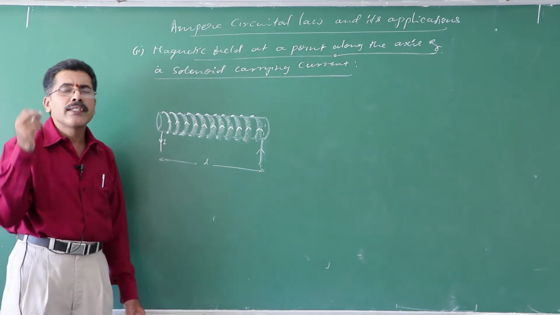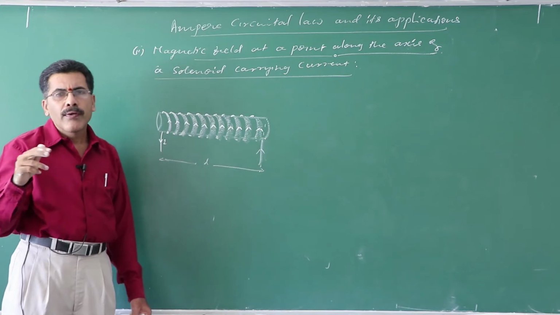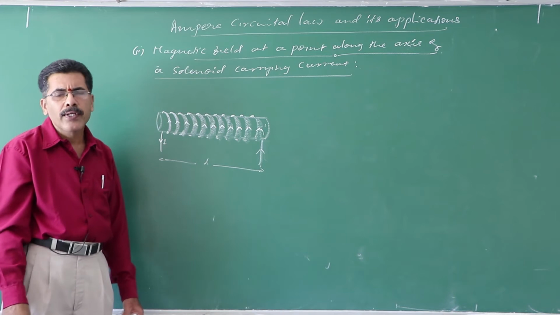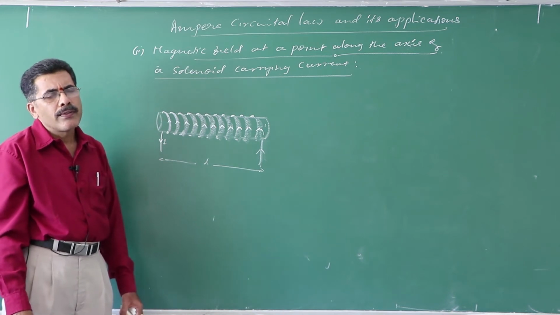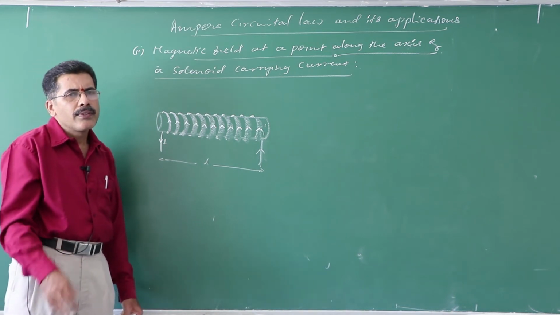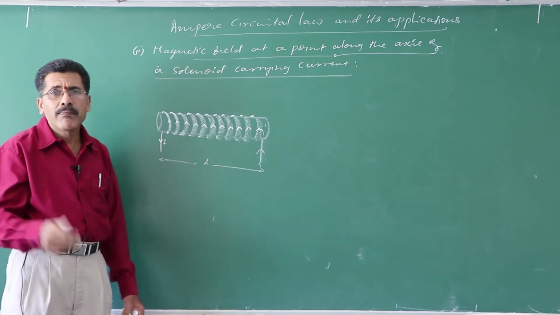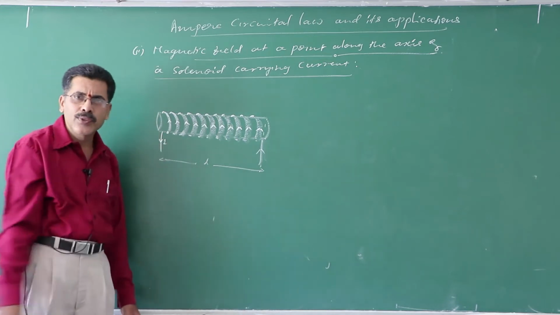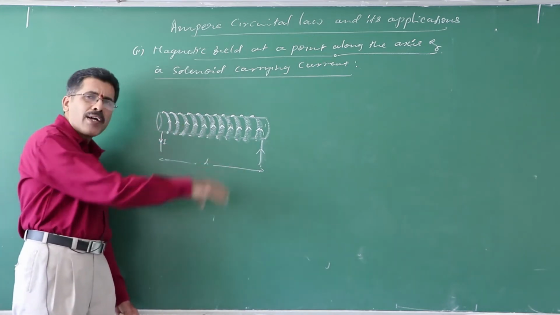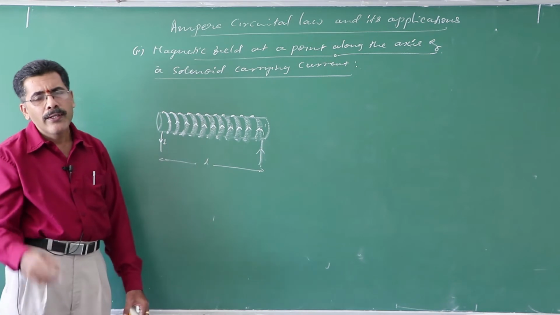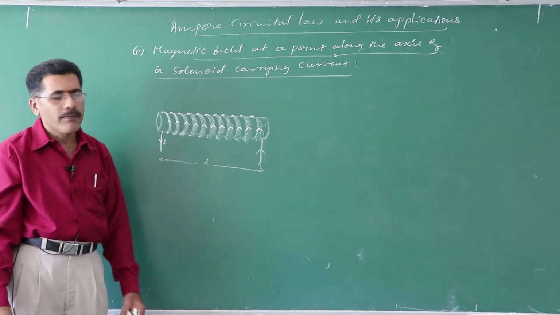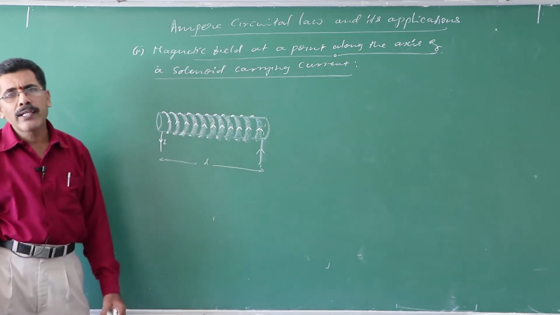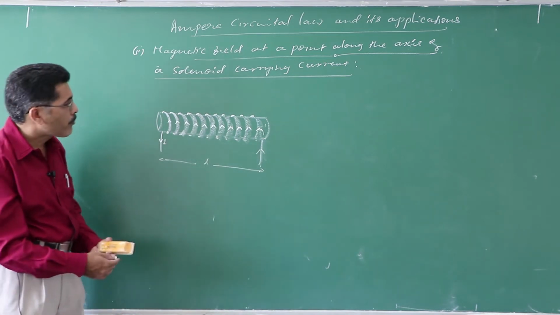Solenoids are devices used to produce very high magnetic fields in television, and even a particle accelerator called a synchrotron makes use of a solenoid. Many electronic devices make use of solenoids to produce very high magnetic fields. See here, if you increase the number of turns, then the magnetic field produced also increases.